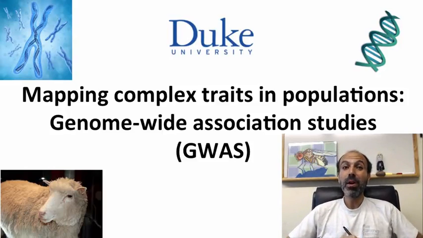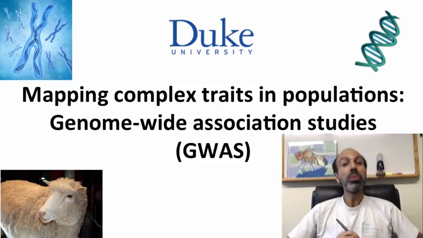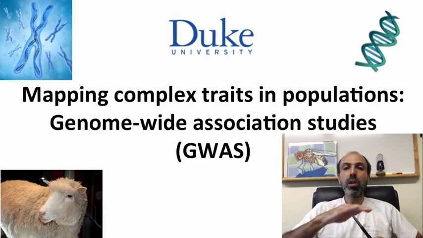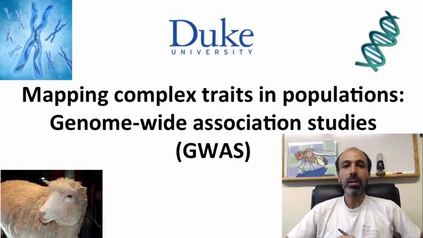We've been talking so far about mapping complex traits. We first talked about some of the principles associated with such mapping of complex traits, and we've also talked about how you do it using a cross, and we used this trajectory of associations. Now, let's look at an alternative approach.